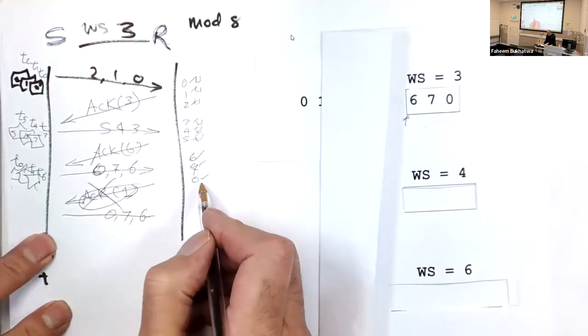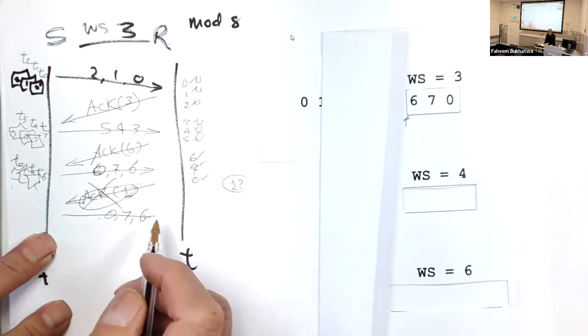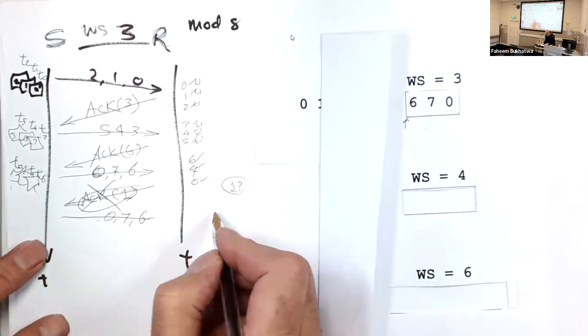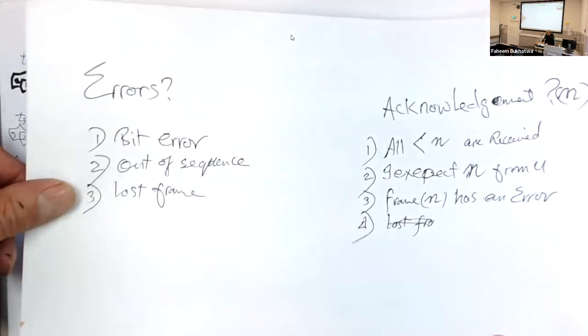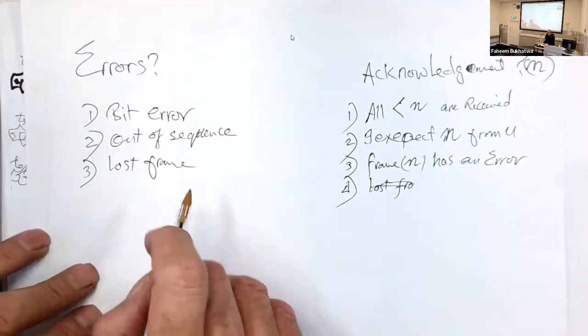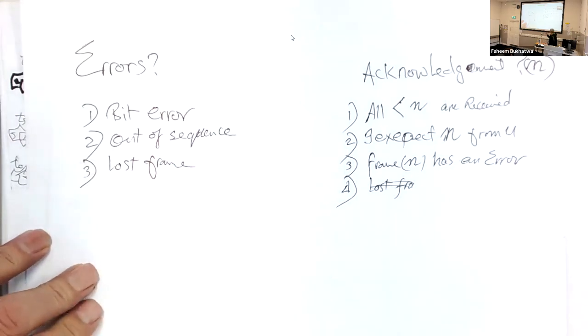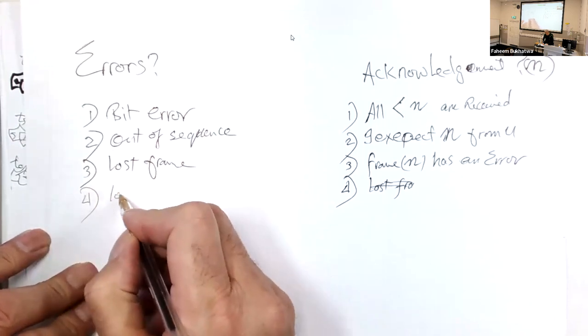The receiver is waiting on frame number 1, but it's going to get number 6. It's already received number 6. We call that a duplicate copy. So that's another error. Remember, we wrote a few errors last week. We said we can have a bit error, we can have an out of sequence error, we can have a lost frame.